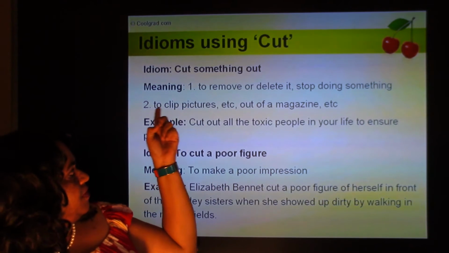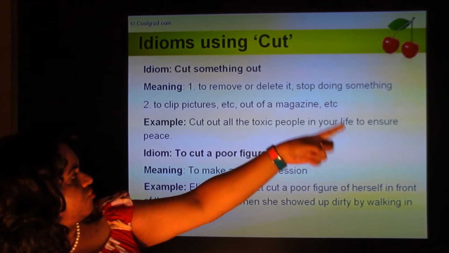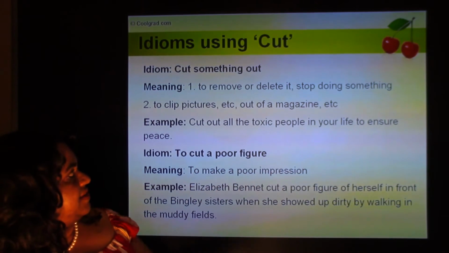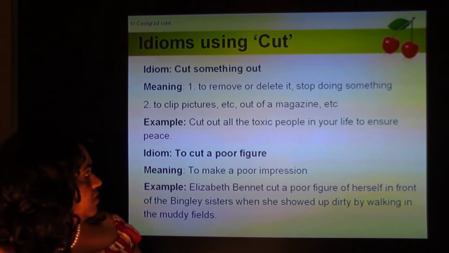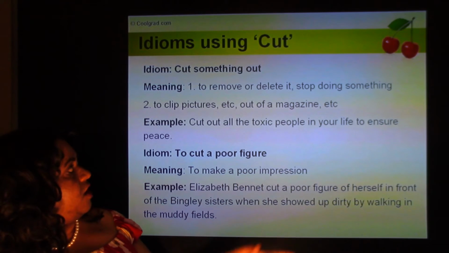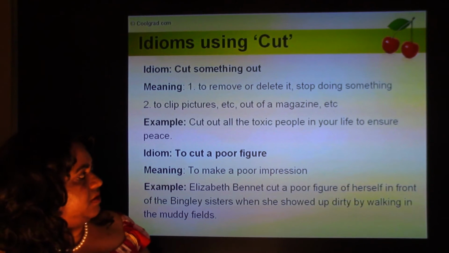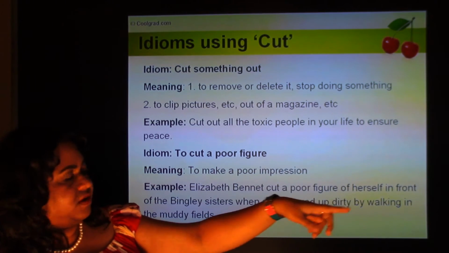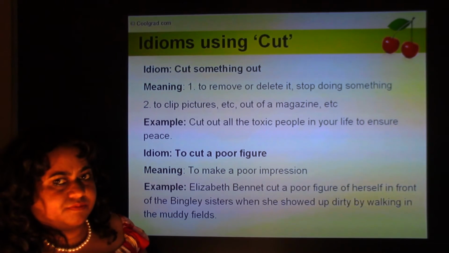Cut something out, meaning to remove or delete it, or stop doing something, or to clip pictures, etc. out of a magazine. Example: cut out all the toxic people in your life, or cut all the toxic people out of your life to ensure peace.